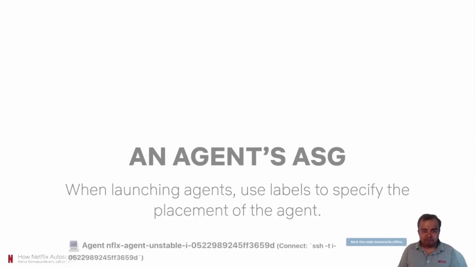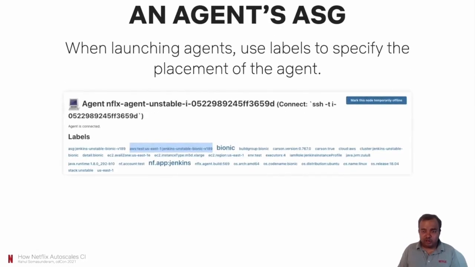Let's see what it takes to measure agent utilization correctly. When we launch a new agent, we have it launch with many labels. We don't expect users to target some of these labels. They can, but they don't. These labels are useful for us to collect metrics. We report the placement of the ASG. In this case, we are reporting that the ASG is on AWS. It's in our test account. It's in US East 1, and its name is whatever the rest of the highlighted text is.